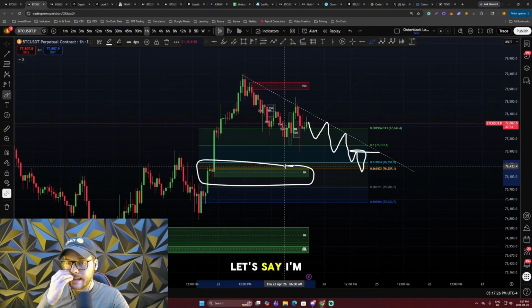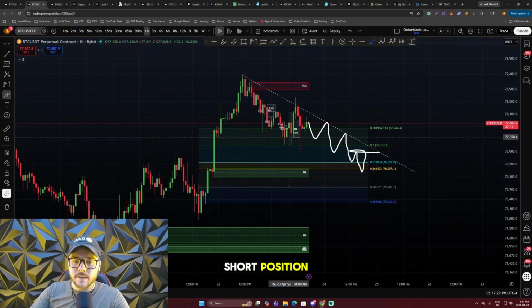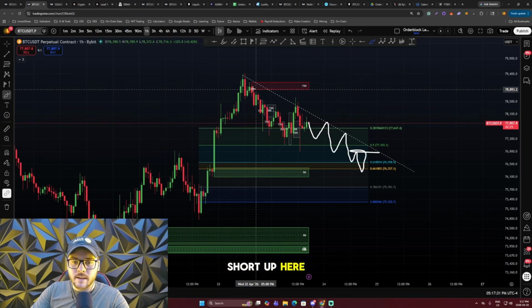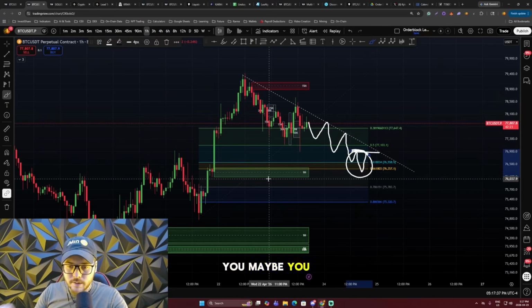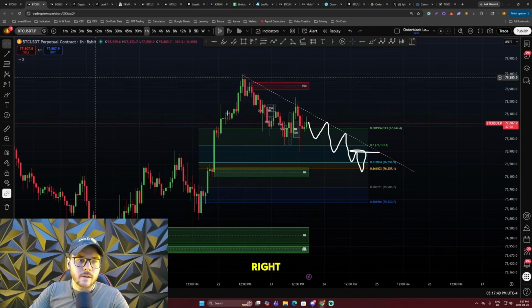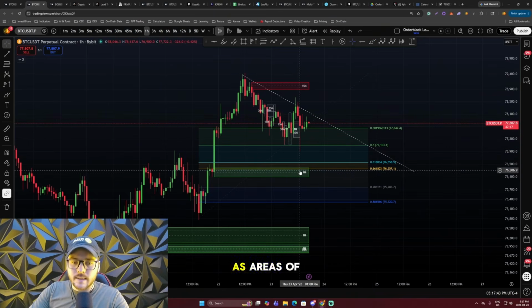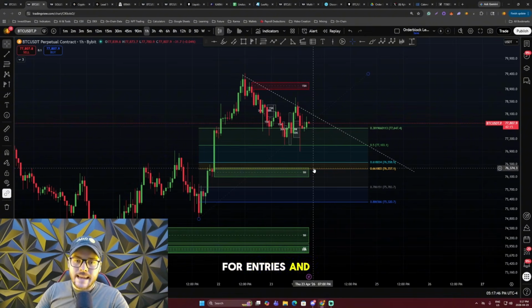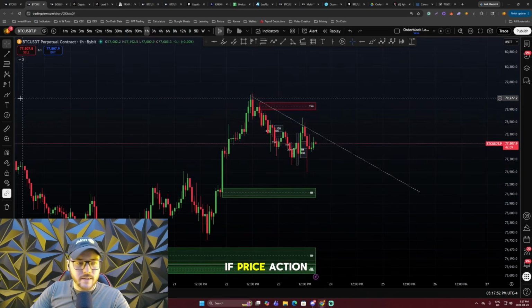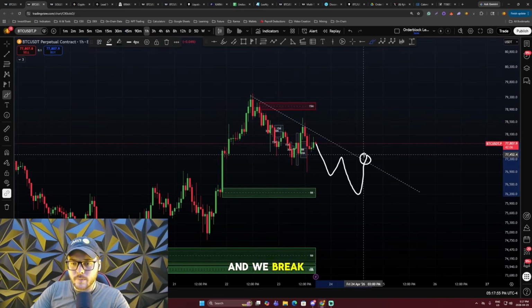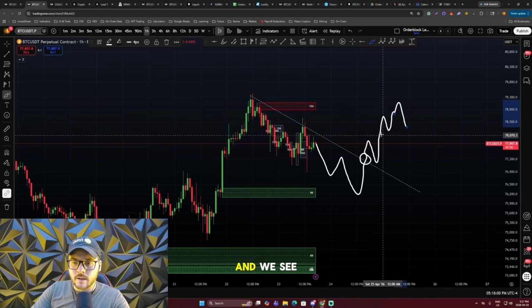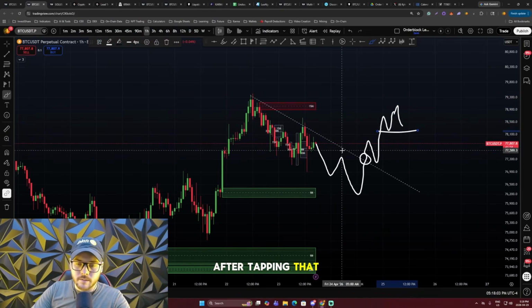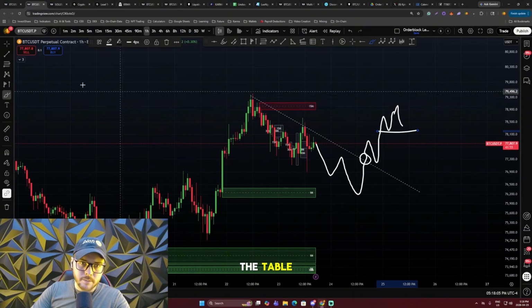Let's say you're in a short position, right? Let's say you jumped into short up here. You can watch this as a potential barrier. So if you see that bullish kind of reaction, that could tell you maybe you should take some profits, right? You can look at order blocks as areas of confluence for entries and areas of concern when you're in existing positions, right? Just like if price action were to break to the upside and we break this momentum, we start coming up. We have a 15-minute order block here that we can worry about. And we see a bearish change of character right after tapping that, then that could warn you maybe you should take some off the table.